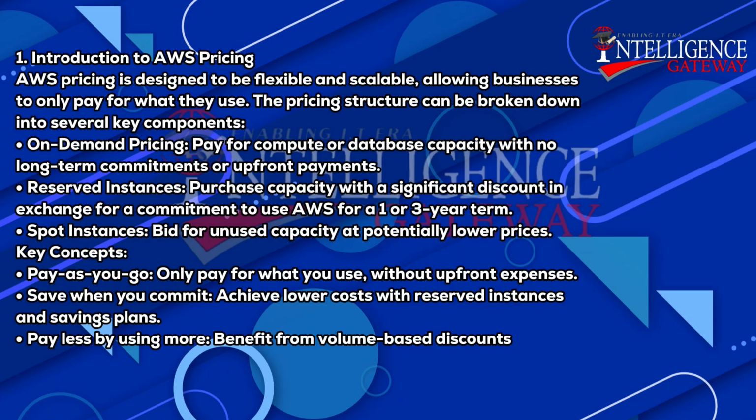1. Introduction to AWS pricing. AWS pricing is designed to be flexible and scalable, allowing businesses to only pay for what they use. The pricing structure can be broken down into several key components. On-demand pricing: pay for compute or database capacity with no long-term commitments or upfront payments. Reserved instances: purchase capacity with a significant discount in exchange for a commitment to use AWS for a 1 or 3 year term. Spot instances: bid for unused capacity at potentially lower prices.